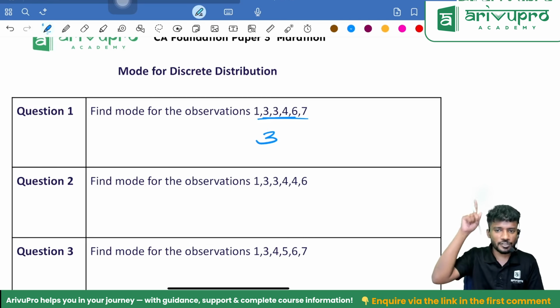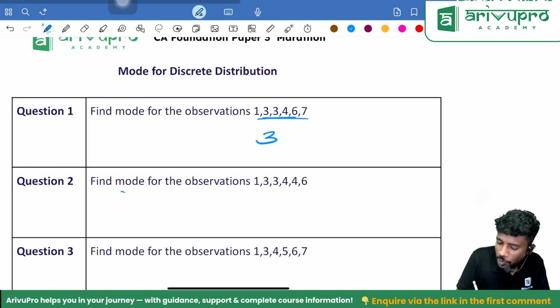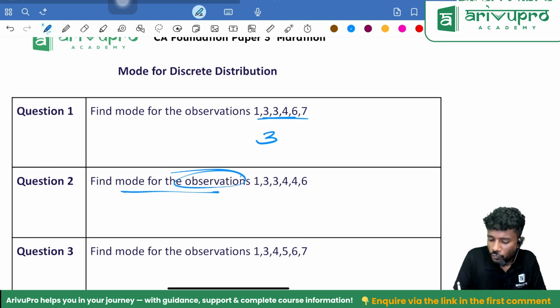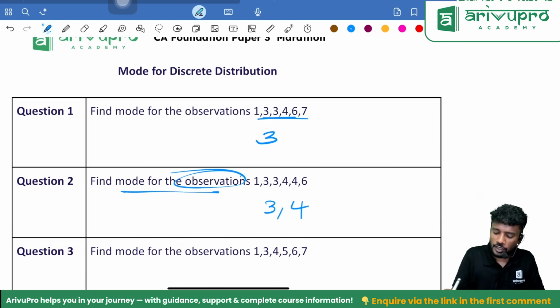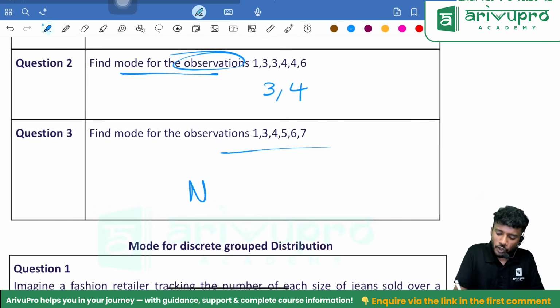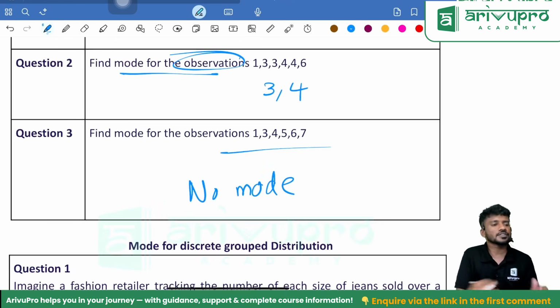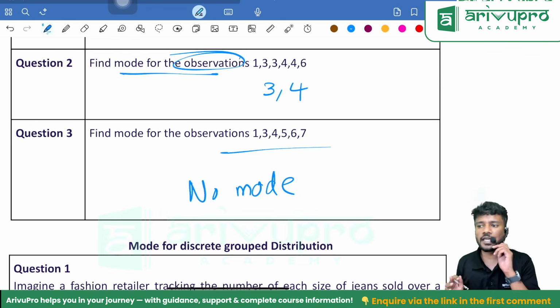In the May attempt, one question was there based on mode. Find the mode for the observations 1, 3, 3, 4, 4, 6. What is the mode? 3 and 4. Then for this one, what is the mode? No mode. Why no mode? Because none of the values are repeated.